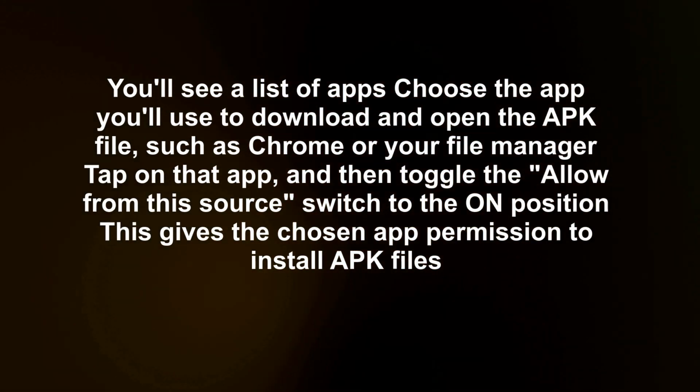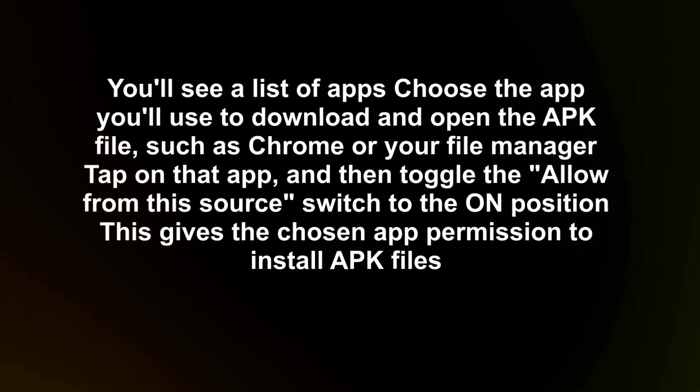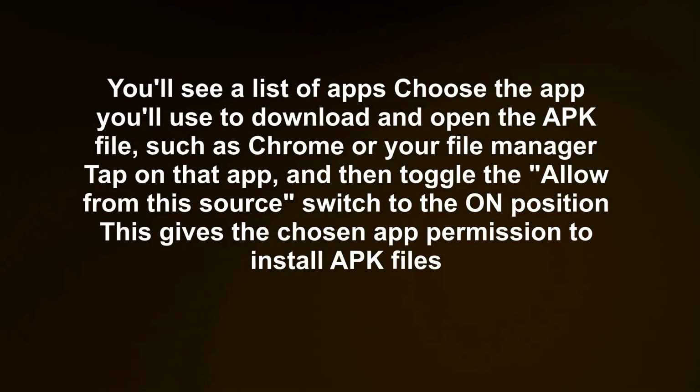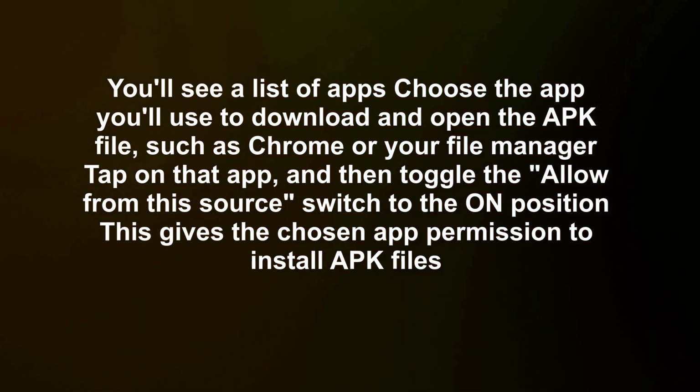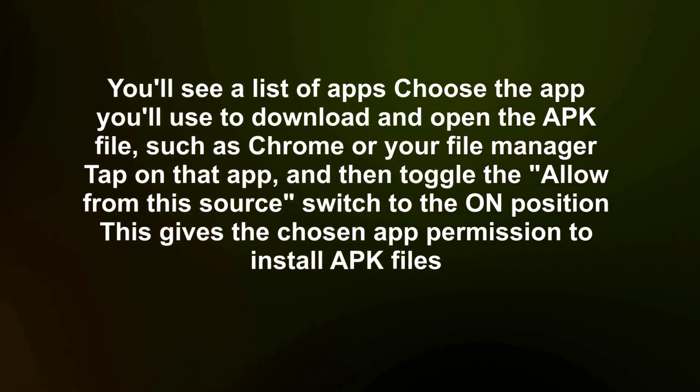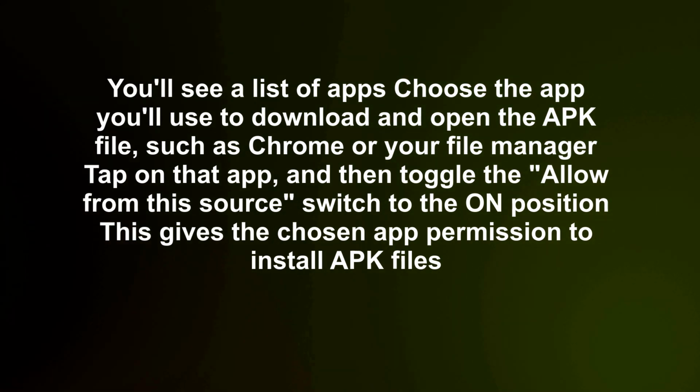Choose the app you'll use to download and open the APK file, such as Chrome or your file manager. Tap on that app, and then toggle the Allow from this source switch to the On position. This gives the chosen app permission to install APK files.